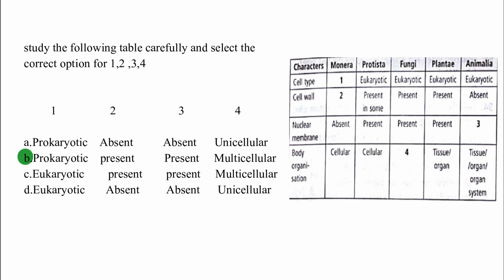Monera cell type is prokaryotic. Monera cell wall present. Animalia nuclear membrane present. Body organization of fungi multicellular.